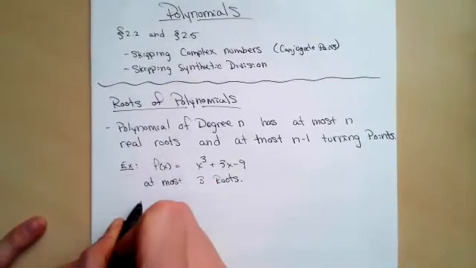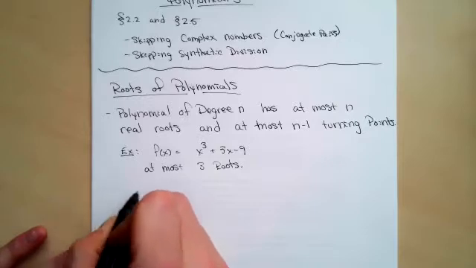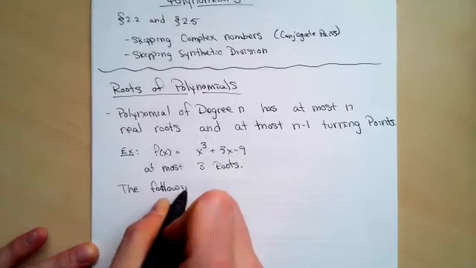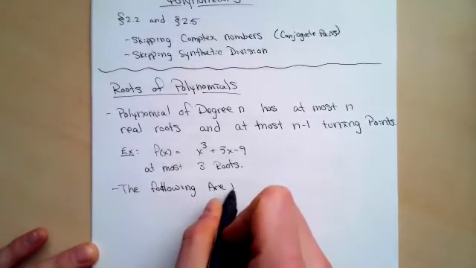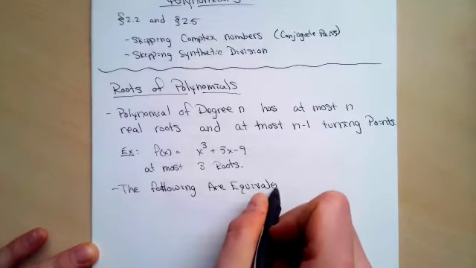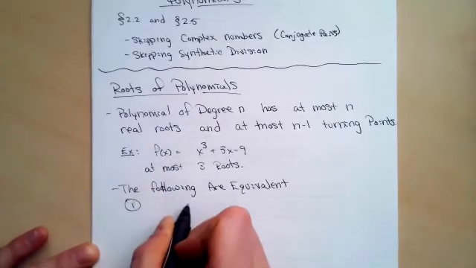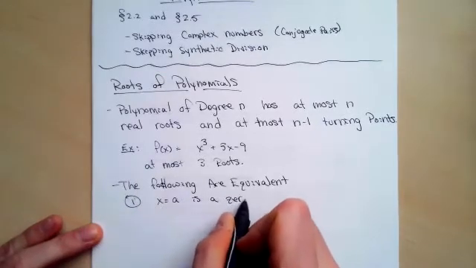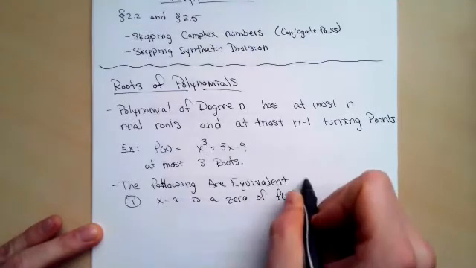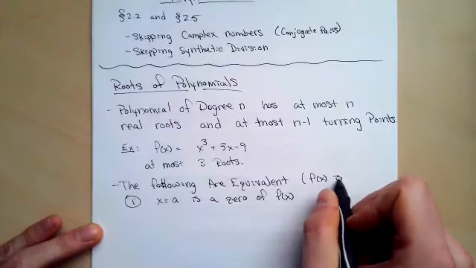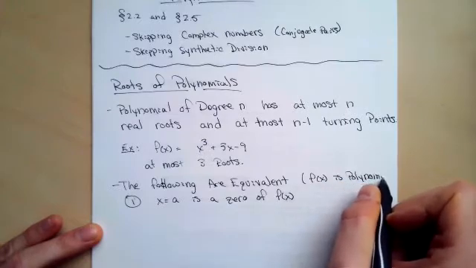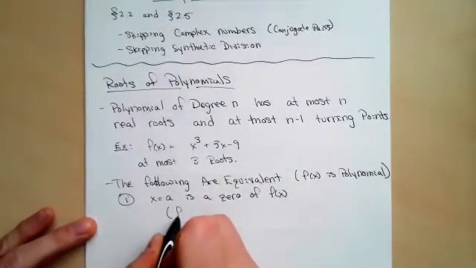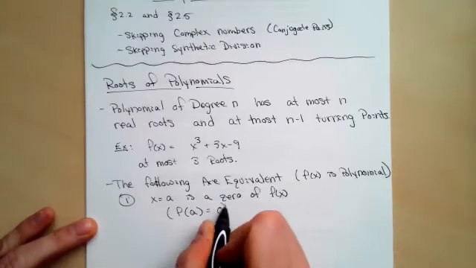So let's clarify some of the terminology real quick before doing some more rigorous examples. The following are equivalent. We say that x equals a is a 0 of f of x. So we're taking f of x, it's a polynomial, not any sort of more advanced function. So a 0 of a polynomial means that if I plug in that value, we get 0.